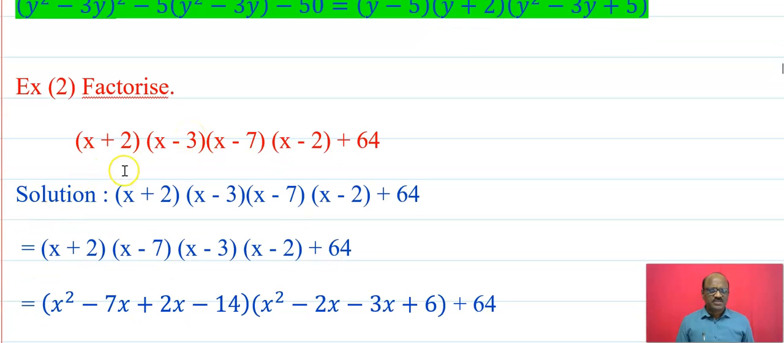Factorize x plus 2 in the first bracket, x minus 3 into x minus 7 into x minus 2 plus 64. Now in this case, we'll arrange the terms in this manner.